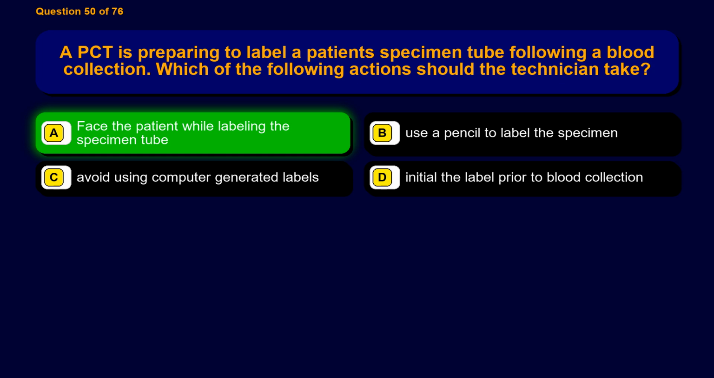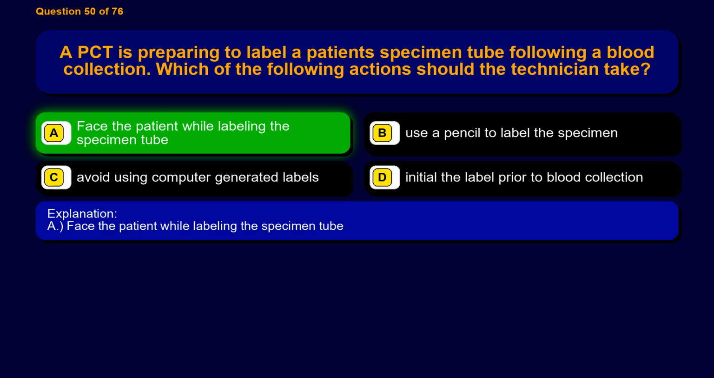The correct answer is option A, face the patient while labeling the specimen tube.